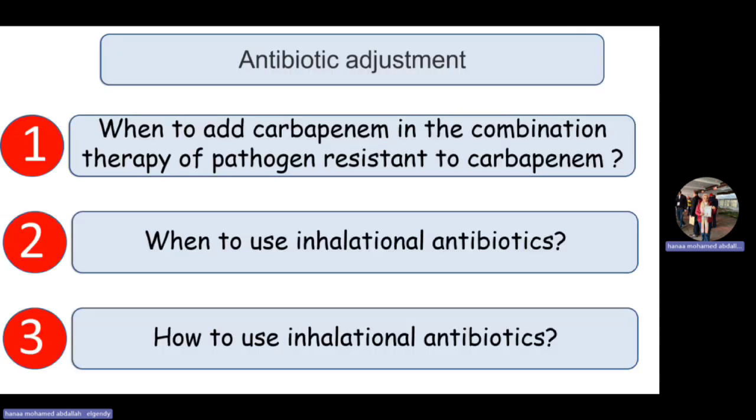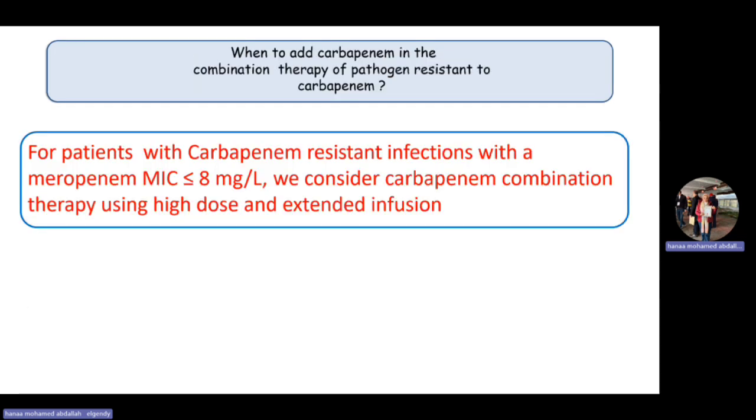For the antibiotic adjustment, we should ask ourselves 3 important questions: when to add carbapenem to the combination therapy for pathogens resistant to carbapenem, when to use inhalational antibiotics, and how to start inhalational antibiotics. As we said before, for patients with carbapenem-resistant infection with imipenem MIC less than 8 milligrams per liter, we consider carbapenem combination therapy using a high dose and extended infusion, 2 grams every 8 hours over 3 hours.